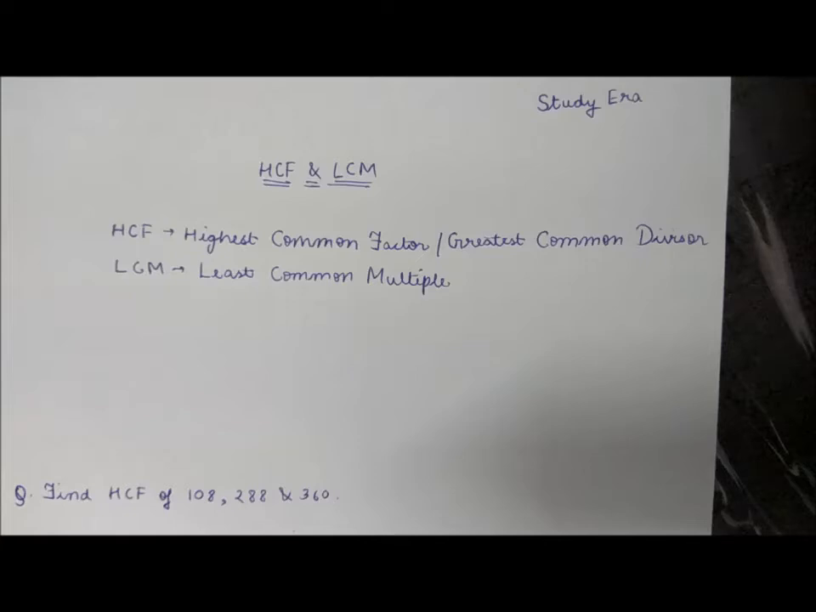Firstly, the full form of HCF is highest common factor, which means that the HCF of two or more numbers is the greatest number that divides each of them exactly. It is also known as greatest common divisor. The full form of LCM is least common multiple, which implies that the least number which is exactly divisible by each one of the given numbers is called their LCM.